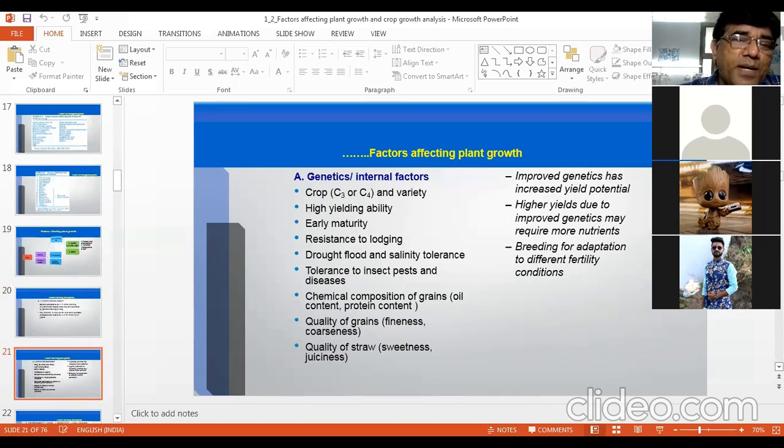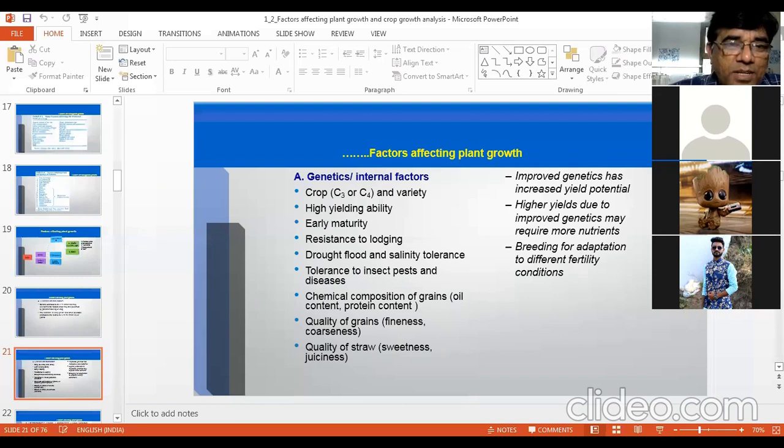So you see the growth pattern of C3 and C4 plant is different. In general, the growth rate of C4 plants like maize is more than C3 plants. And varietal differences also exist in growth. So some plants have high yielding ability. So normally plants having high yielding ability, they have higher growth, or relatively more growth. Early maturity means less growth, but the speed of growth is fast. The speed of growth is fast, but overall the growth is low if you have early maturity.